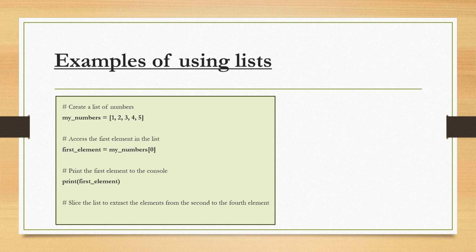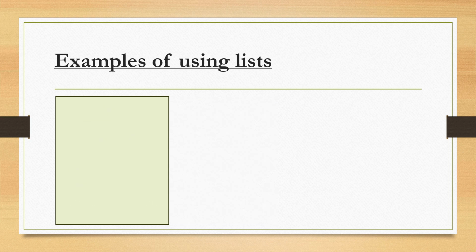Now we can slice the list to extract the elements from the second to the fourth element. So sub list is a variable name, and we are slicing our list from 1 to 4. We have already seen this. So now we have to print the sub list to the console. So we are going to use the print statement, print sub list.